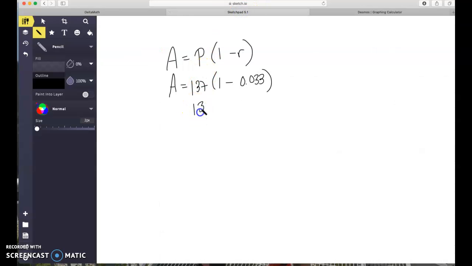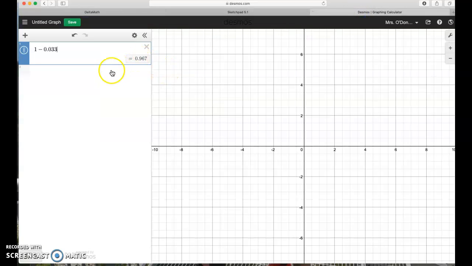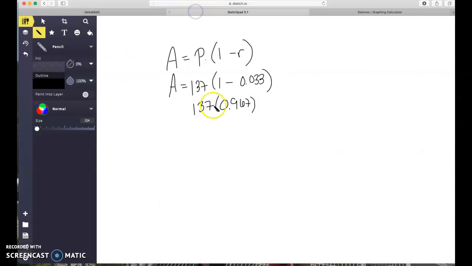And then we're going to do 137 times 0.967. So we're going to do 137 times 0.967, and we get 132.479.